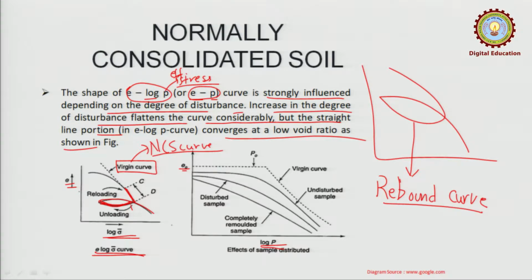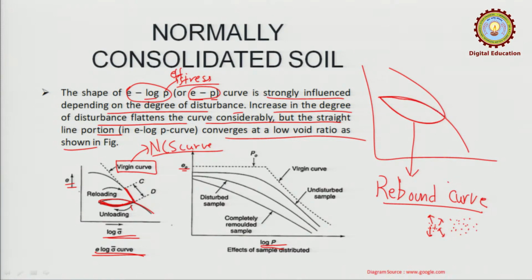Once the load is removed, what will happen? The soil, which was stressed and very close together, will now try to move out or relax itself. The particles will try to move further away from each other, due to which volume will increase, so this part will form. This is the rebound curve. Again, if you do reloading, what will happen?